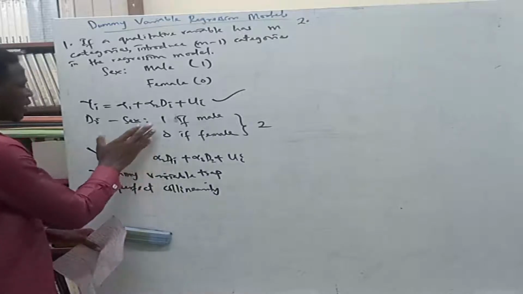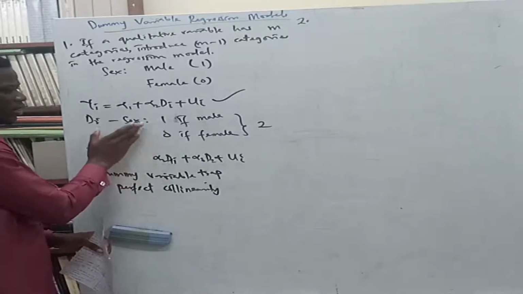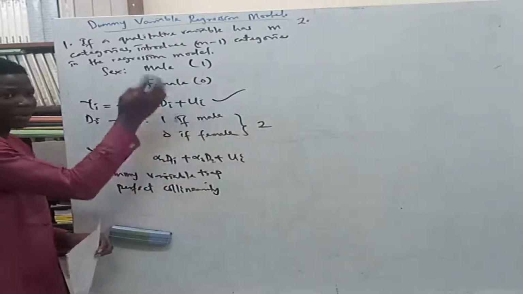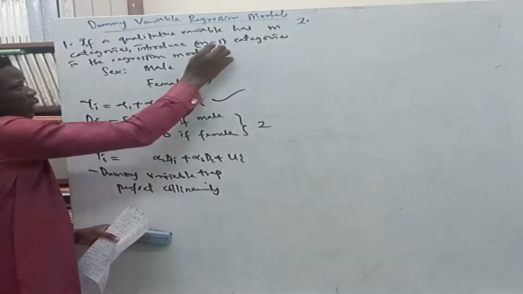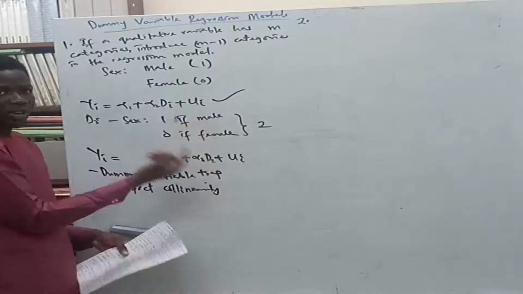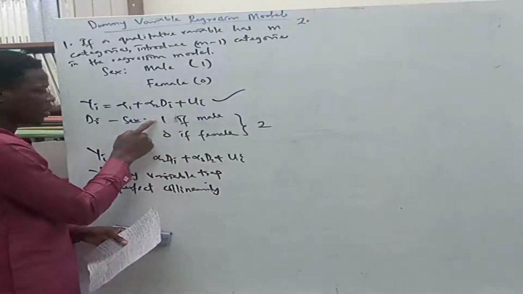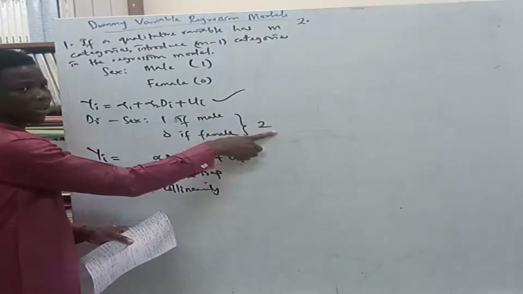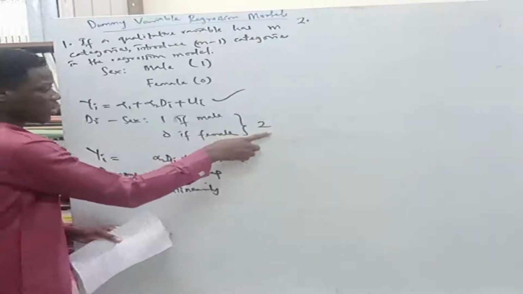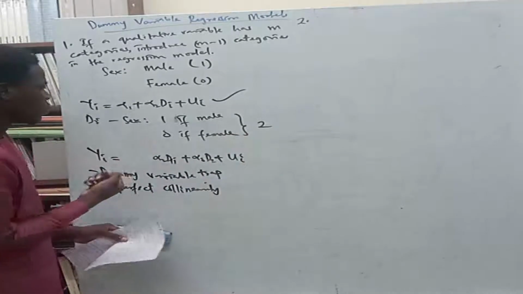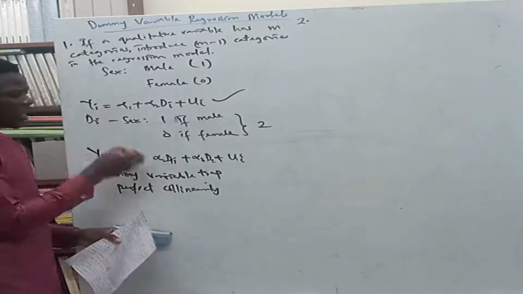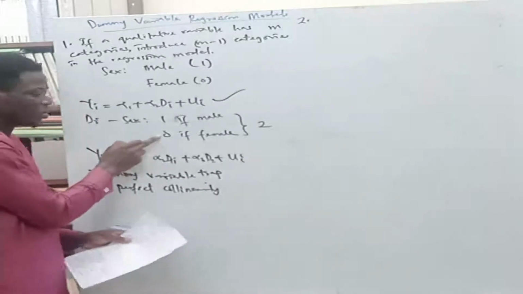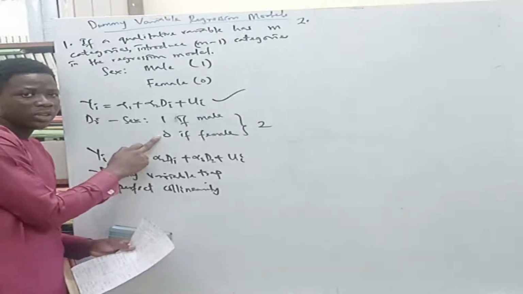Now, I said that if you have m categories, you introduce m-1 categories in the regression model. In the case where you have two categories, we introduce one, because the categories are two here. Whichever one is introduced, let's say you introduce male, your base category will be the other one, which is the female.